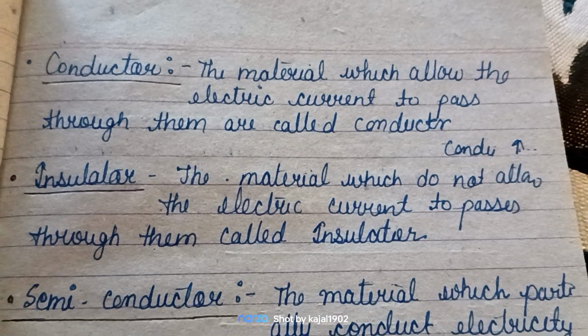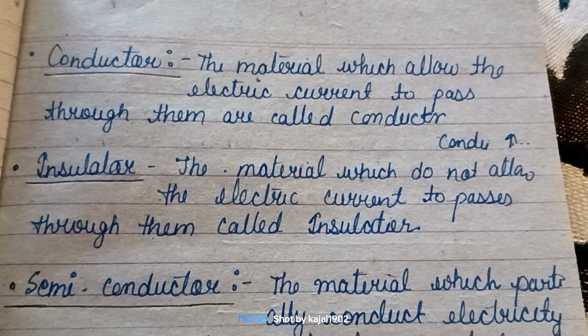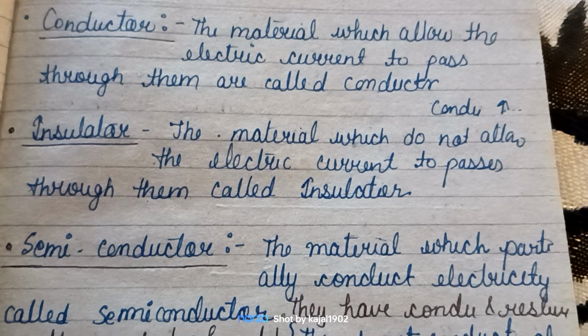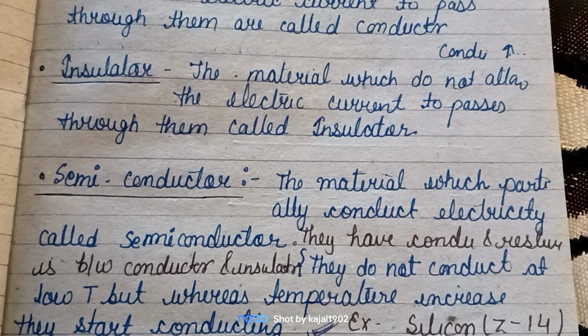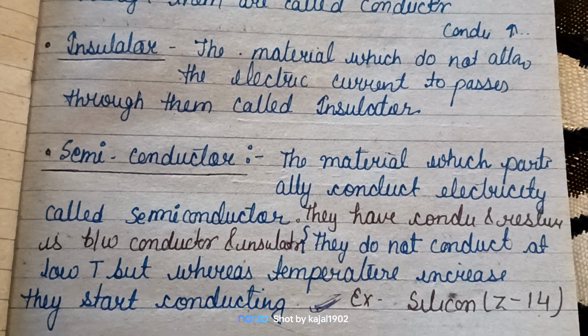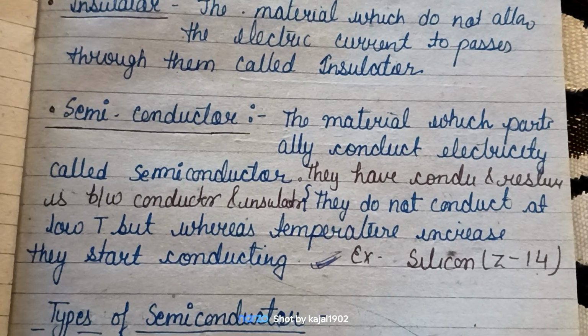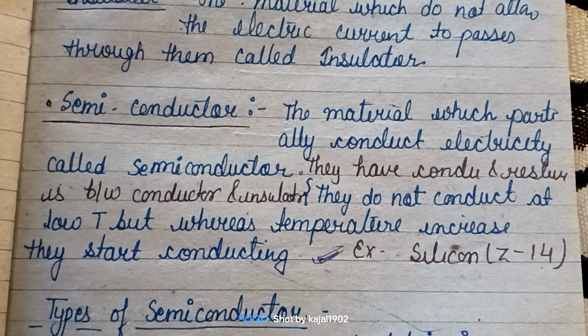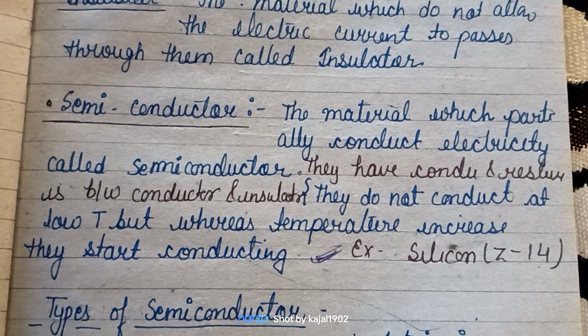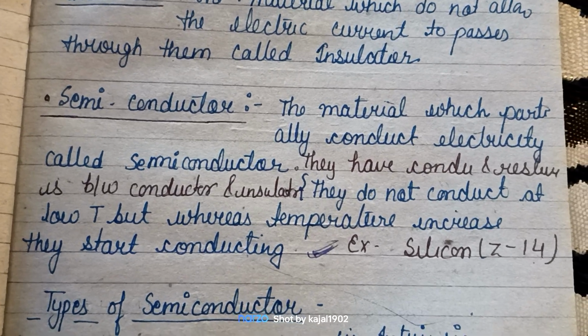So let's start with the conductor. The material which allows the electric current to pass through it is called a conductor. Insulator: the material which does not allow the electric current to pass through it is called an insulator. And semiconductor: the material which partially conducts electricity is called a semiconductor. They have conductance and resistivity between the conductor and the insulator.